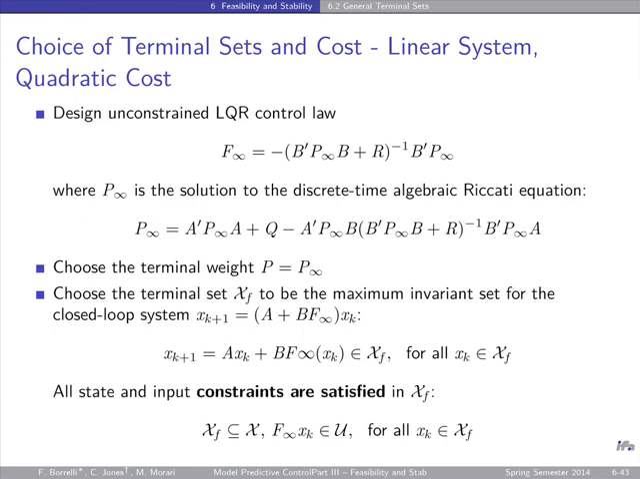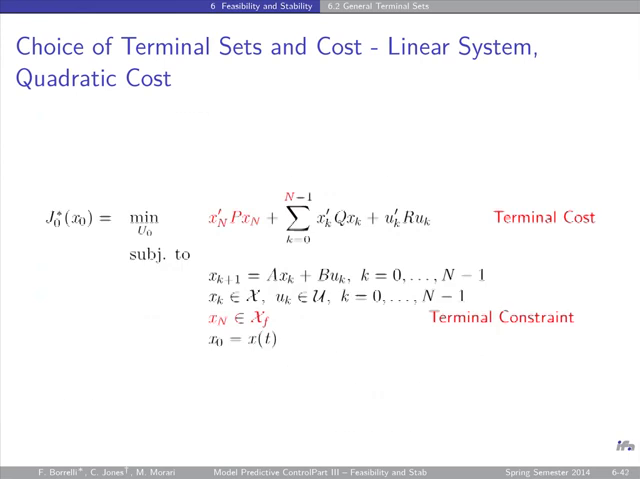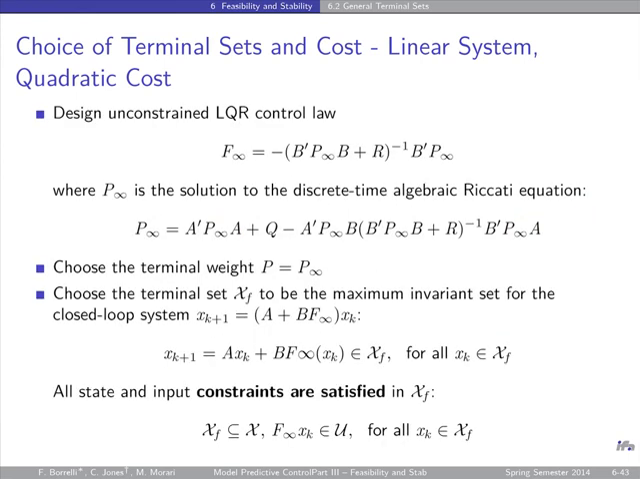Step number 2, choose the terminal weight exactly as P infinity. The P, which is the terminal weight of your MPC, I'm saying choose it to be equal to the infinite time cost of the LQR.